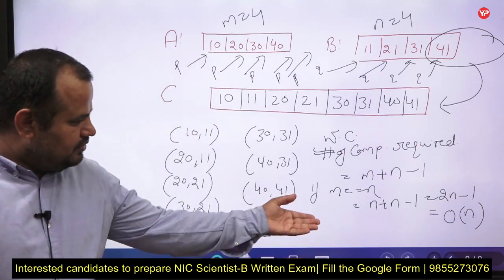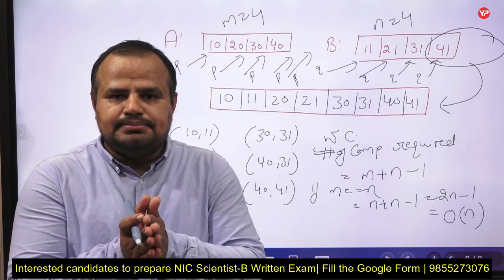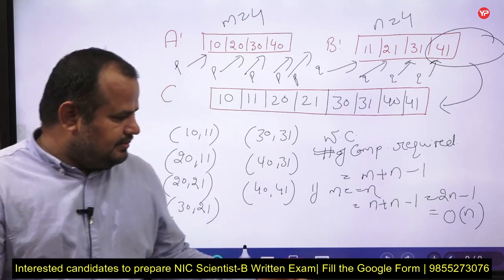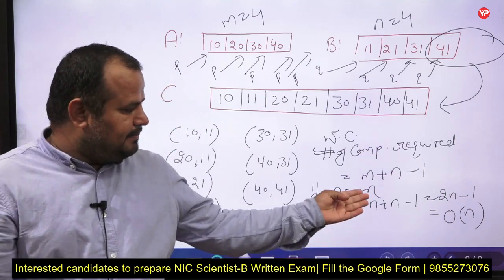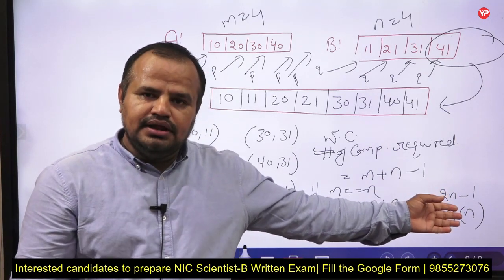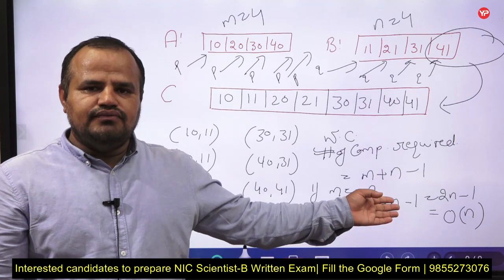So one conclusion point is, if we want to merge two sorted subarrays having sizes m and n, the total number of comparisons required is m plus n minus 1, or if both are n then 2n minus 1, and the running time, the time complexity, is order of n.